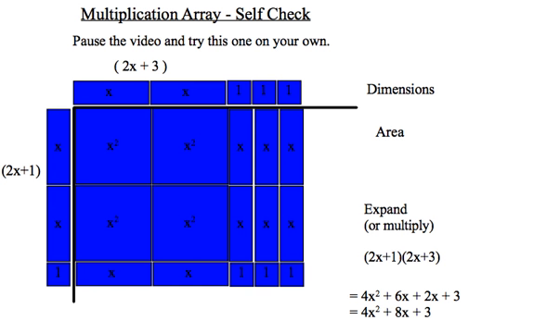If we look at the shortcut, 2x times 2x is 4x squared. 2x times 3, 6x. 1 times 2x is 2x. And 1 times 3 is 3. So the shortcut seems to hold.